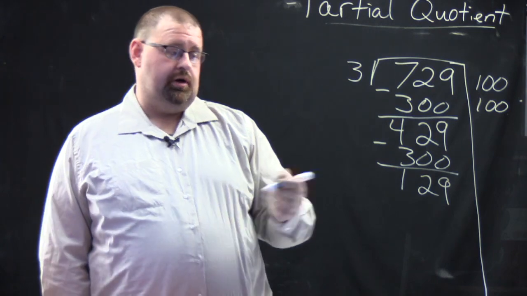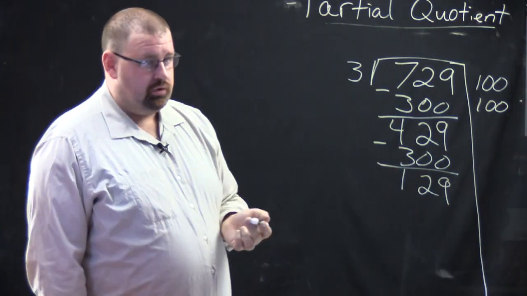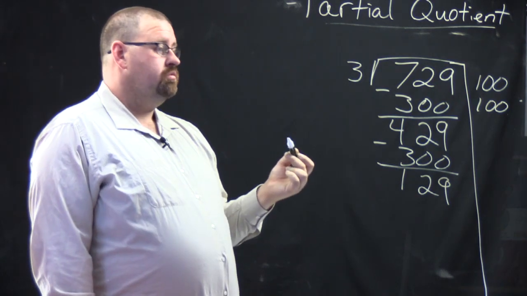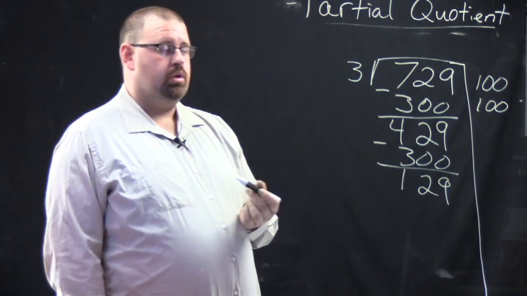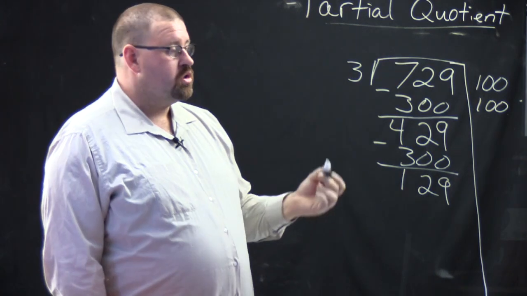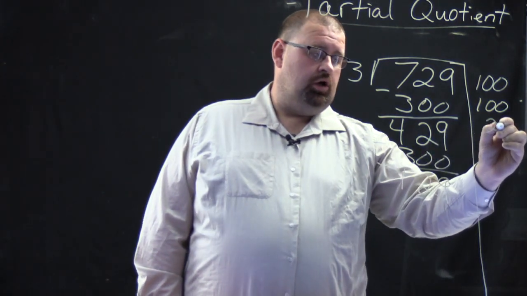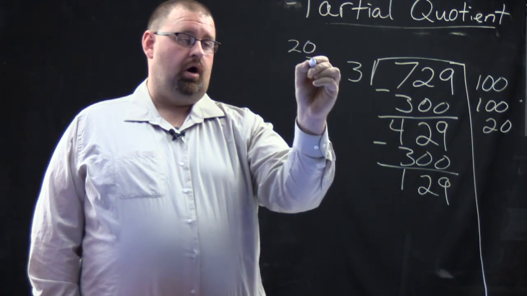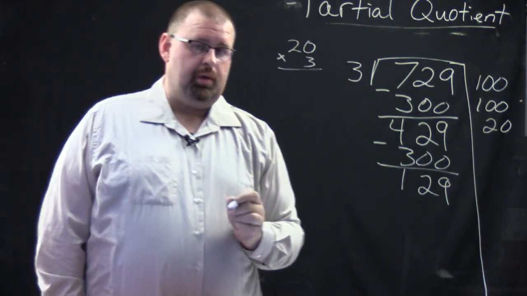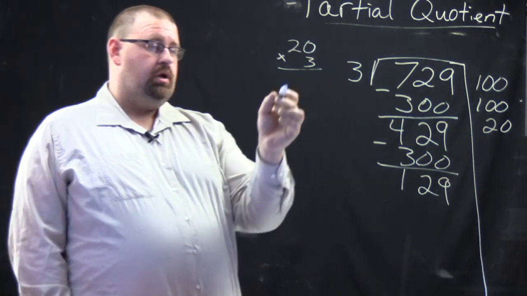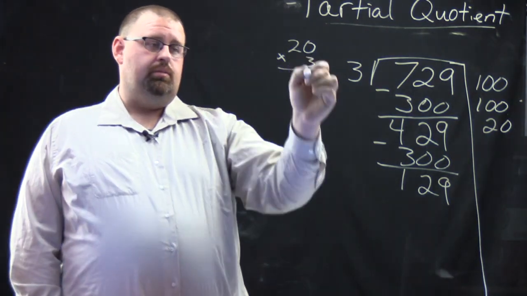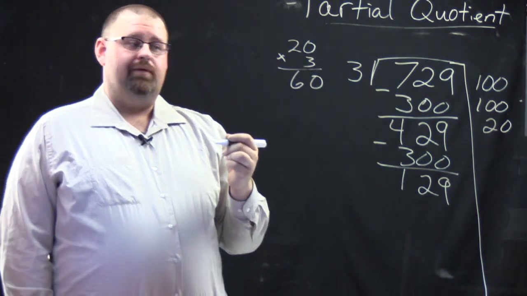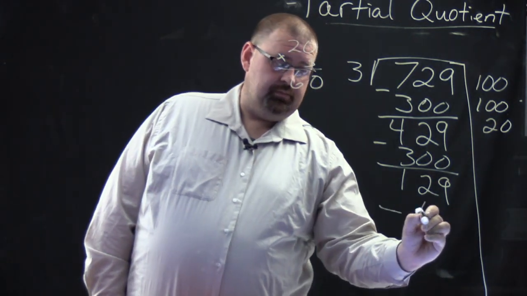Well, we can't do 100 again, because 300 is way too big. But you might remember that 10 times 3 equals 30, so let's try 20, because 20 is a little bit bigger than 10. You can actually go off to the side, in the margin of your paper or whatever you're writing on, and do 20 times 3. 3 times 0 is, of course, 0. 3 times 2 is 6. You have 60. So you can put 60 down here.